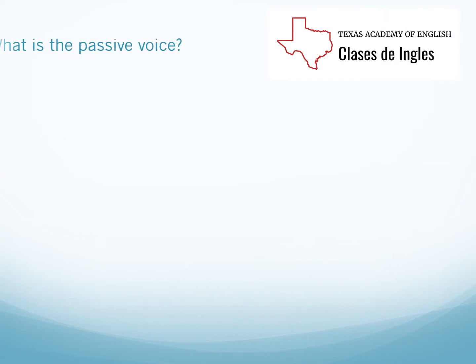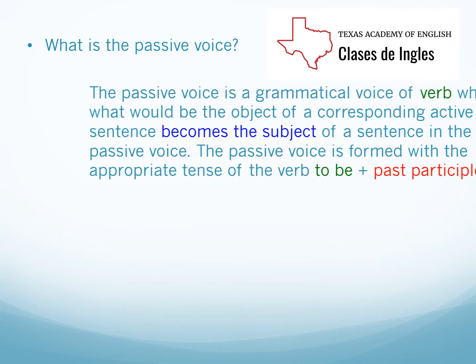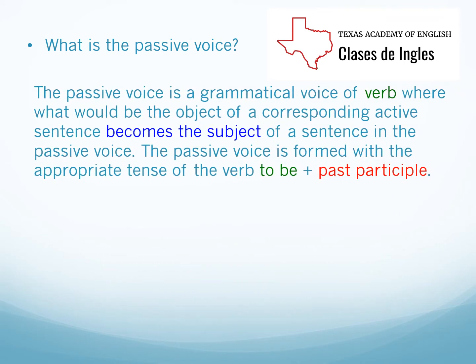So what is the passive voice? The passive voice is a grammatical voice of verb where what would be the object of a corresponding active sentence becomes the subject of the sentence in the passive voice. The passive voice is formed with the appropriate tense of the verb to be plus the past participle.